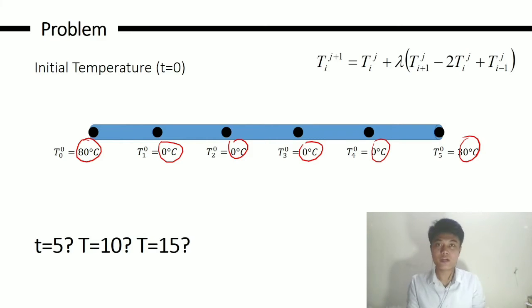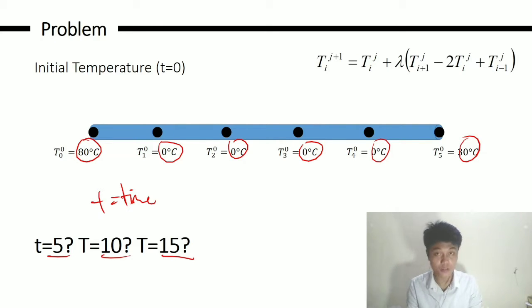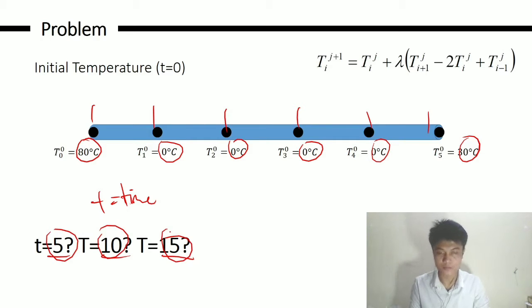So, we're going to find what is the temperature gradient for T is equals to 5, T is equals to 10, T is equals to 15. This is time. We're going to find the temperature at this time, 5 seconds, 10 seconds, and 15 seconds. And also, we're going to find the temperature at each of these nodes in each of this time. So, yun yung problem natin.